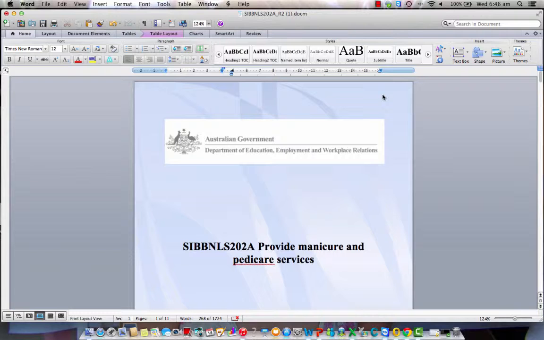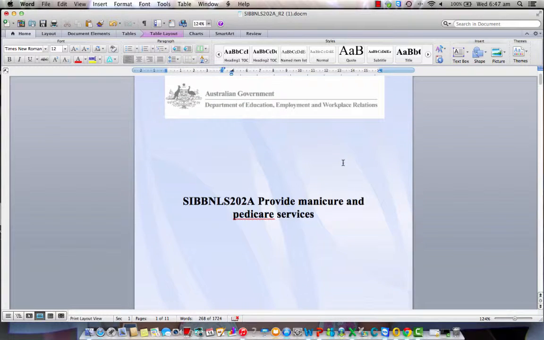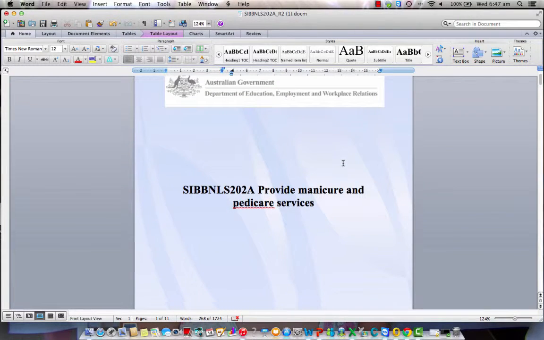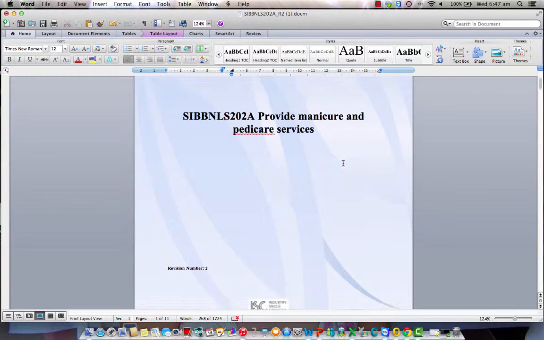So the starting point is the unit descriptor, and these can be downloaded in Word or PDF format from training.gov.au. I would recommend downloading the unit descriptor in a Word document, as I have, because you will need to add comments to this document as you work through it.